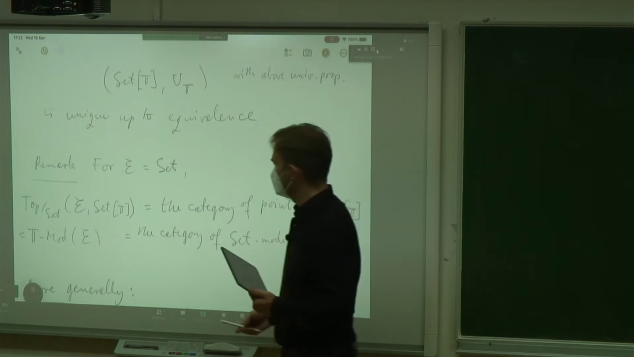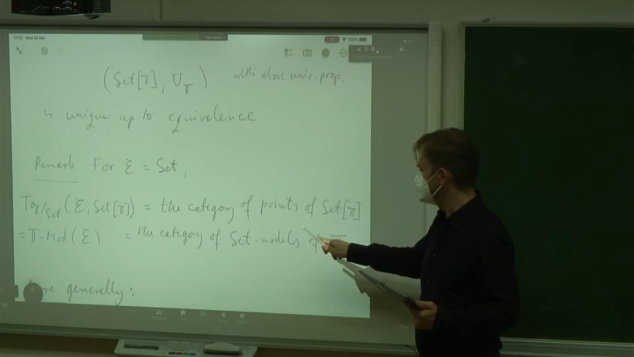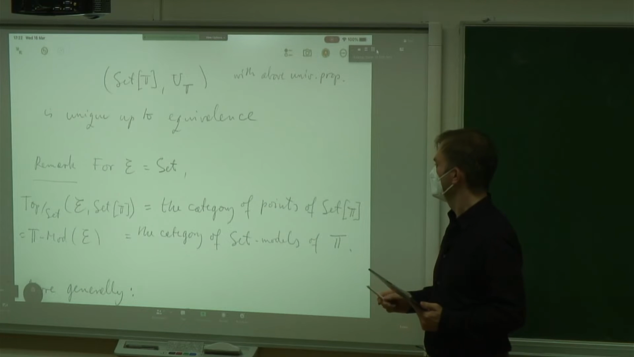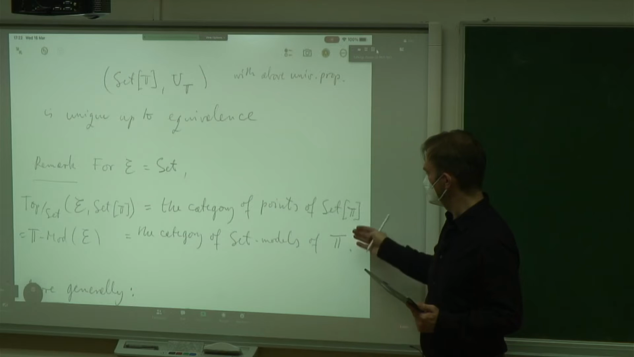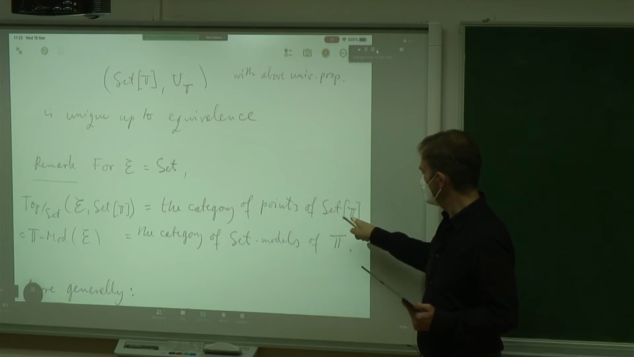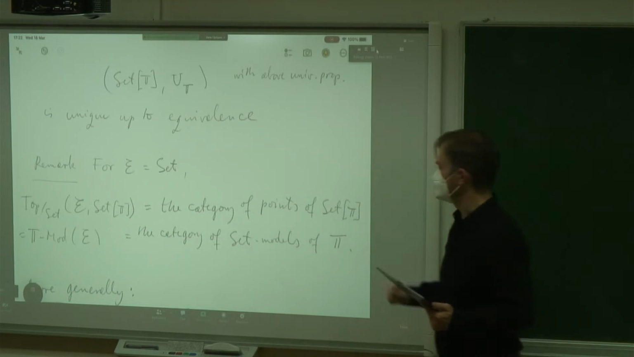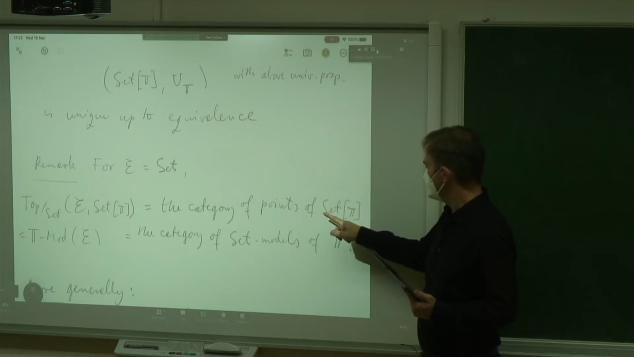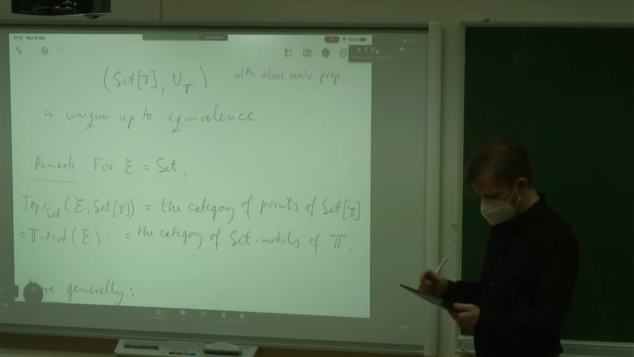And then on the other hand, the right-hand side becomes the category of set models of T. So what I previously mentioned, with E-valued points, becomes a lot more concrete now, because this means that the category of points of Set⟨T⟩ is precisely the category of set-theoretic models of the theory. So really, the points of this kind of space are models of T.